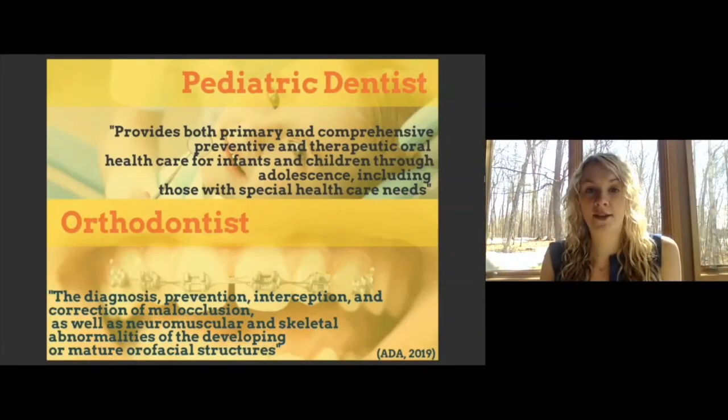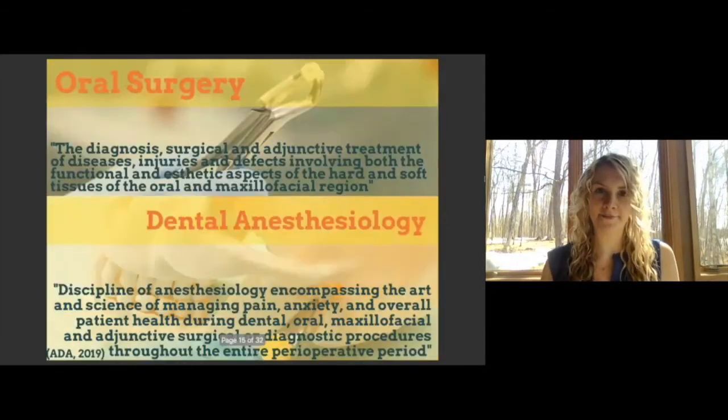Pediatric dentists focus on seeing children and sometimes even children and adults with special needs. They provide both primary and comprehensive care, so they are primary dental providers. Orthodontists focus on occlusion and the correct bite. They focus on the jaws and things like braces. If you've heard of braces or even clear aligners, orthodontists specialize in fixing the occlusion or the bite of teeth.